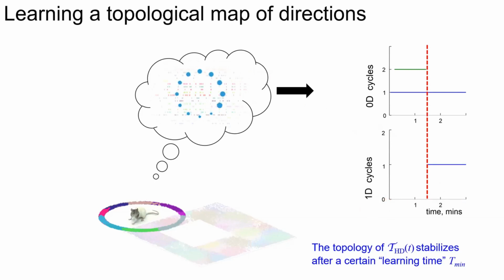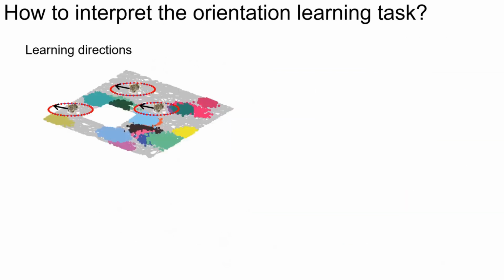Basically, given that we have a network that knows about locations, that's hippocampus, and a network that knows about directions, we can ask a biologically more relevant question: might these instruments be enough to learn how to orient in space? If you know places and directions, do you know enough to guide yourself from place to place along a particular direction? So the question is how to interpret the orientation task.